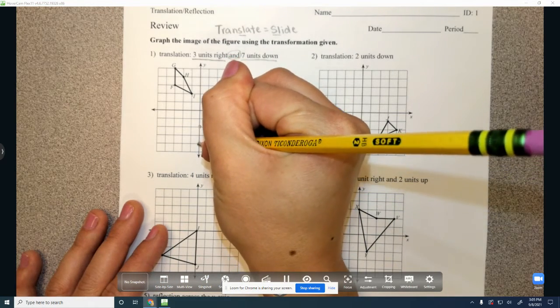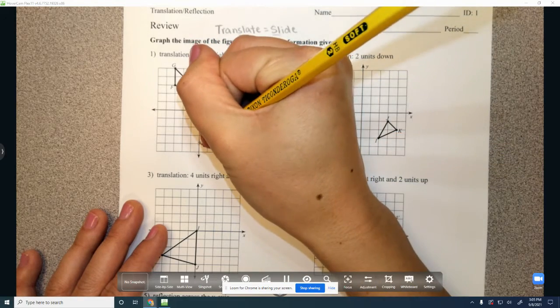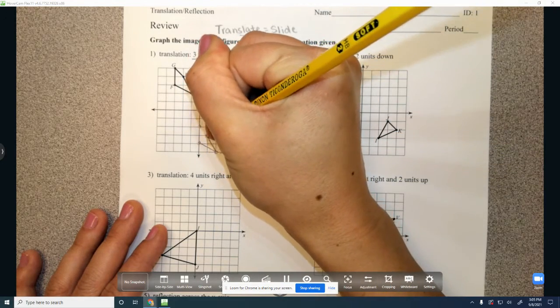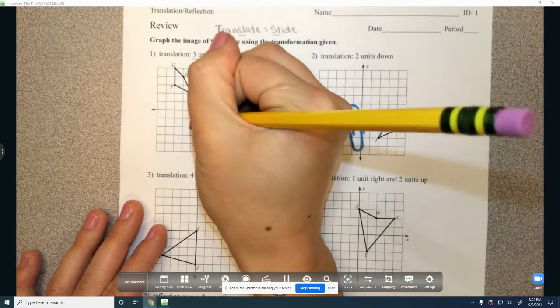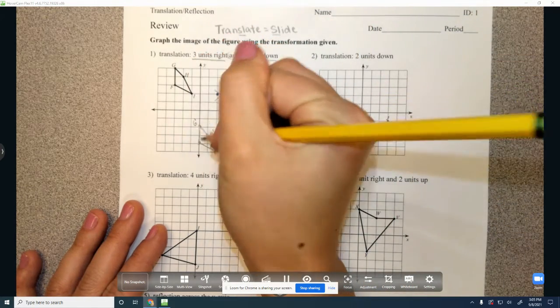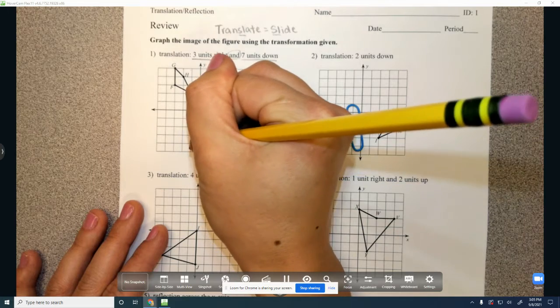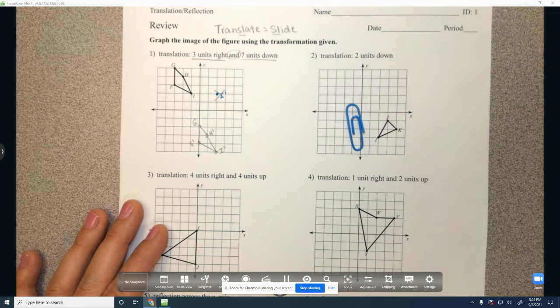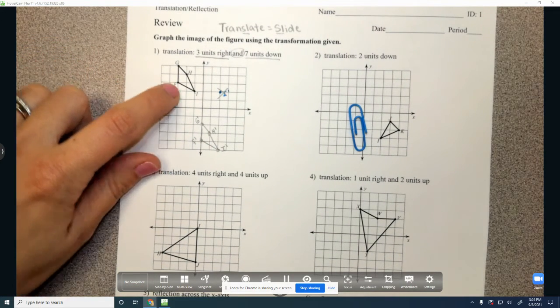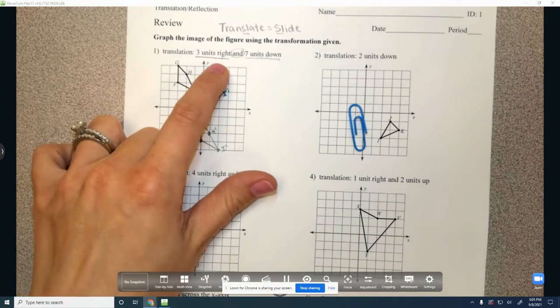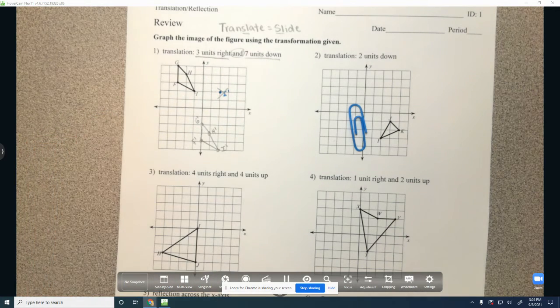Okay, now if I connect all those dots, I should have the same image. And it does not have to be perfect. Make sure you label all your points with your prime. There we go. That is a translation of that first image. Literally the exact image, just slid 3 units to the right and 7 units down.